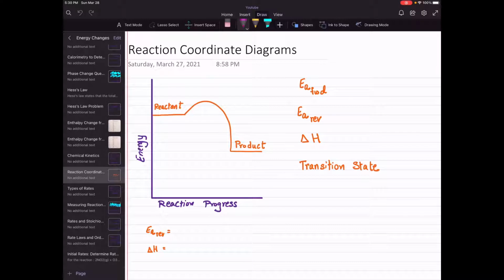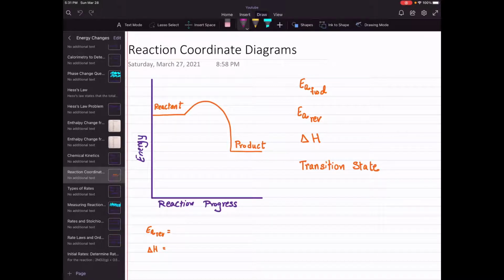We have the y-axis, which represents the energy of the reaction. So how much energy does the reactant have or the product have? The x-axis is showing the progress of the reaction. So going from reactant to product, you can think of it as a progression of the reaction. Kind of like time, but just progress of the reaction.